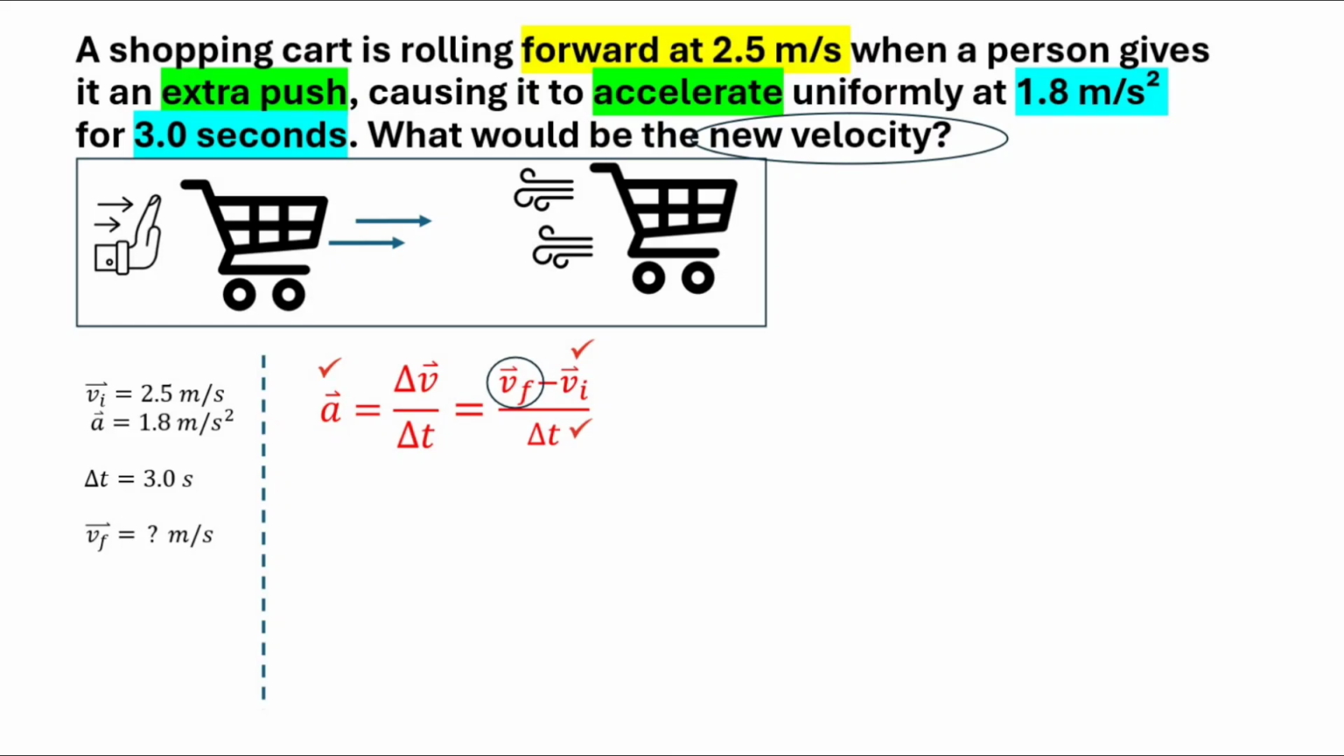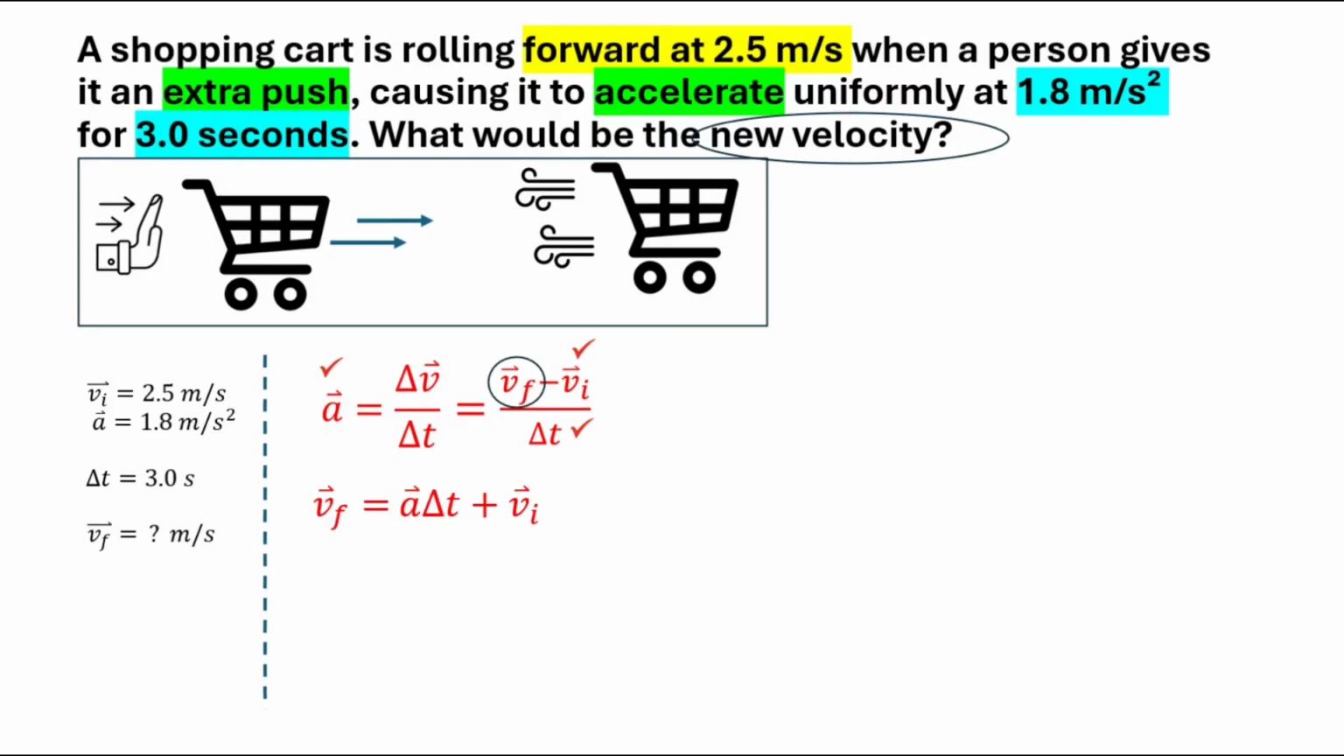Now we are going to isolate for the unknown variable, in this case the final velocity, which means we're going to multiply delta t on both sides, followed by addition of my initial velocity. Then I get final velocity is equal to acceleration multiplied by time plus initial velocity.